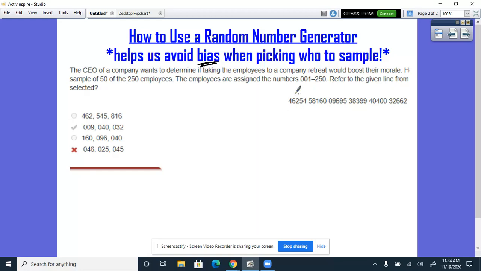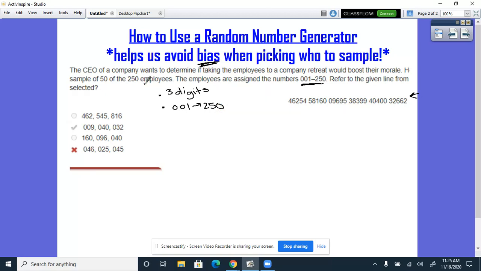So here's our line, right here from our random table. And this could change as you're working through your problems. They gave us one here, so that's nice. The first thing we need to understand is there are a few conditions here. The first is we have to make sure that we're choosing 3-digit numbers. They have to have 3 digits in them. The second is if we are sampling any of these employees, they have to be between the numbers 001 and 250. So I want you to pause and think about that.